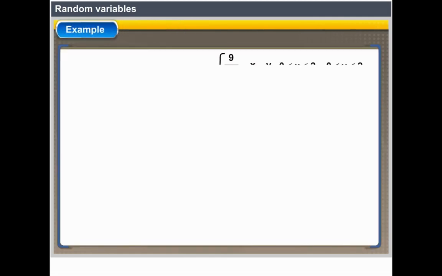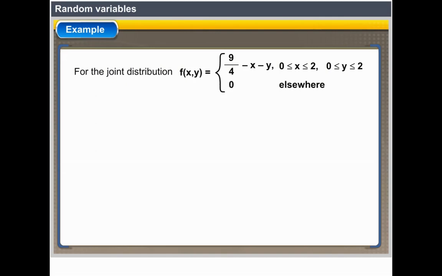Example. For the joint distribution f(x, y) = 9/4 minus x minus y, for 0 ≤ x ≤ 2, 0 ≤ y ≤ 2, and 0 elsewhere, obtain the marginal and conditional distributions.